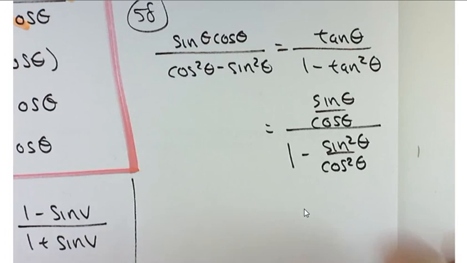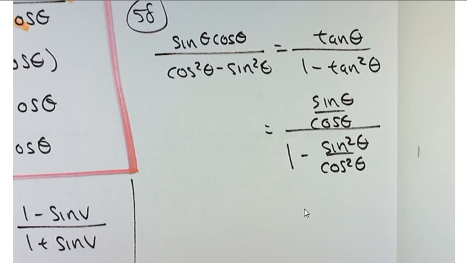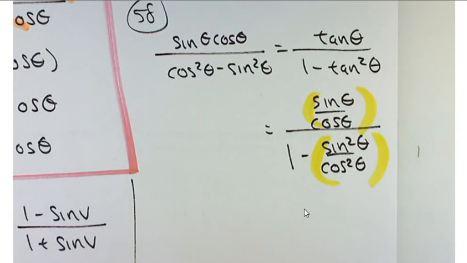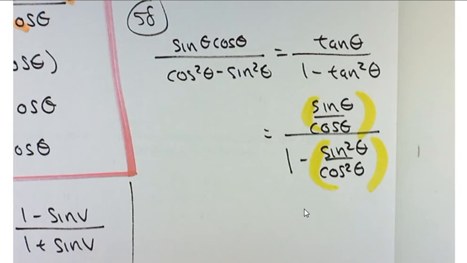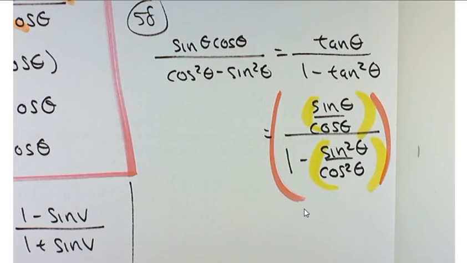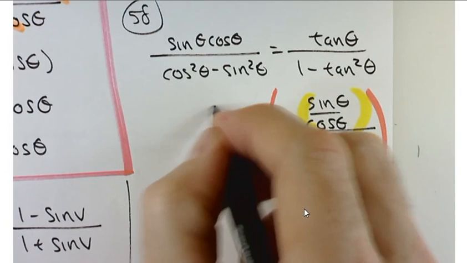So the trick here is to get rid of the complex fraction. You have to look at the denominators of our secondary fractions. So this is a secondary fraction. This is a secondary fraction. If you look at those denominators here and here, what's the LCD? Cosine squared of theta. So the trick is we're going to multiply by cosine squared of theta over cosine squared of theta.